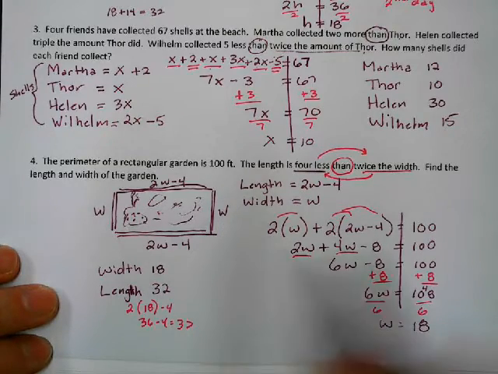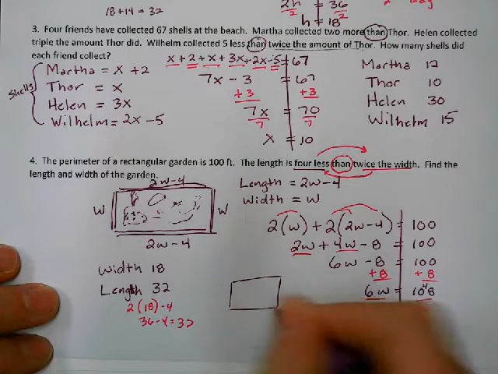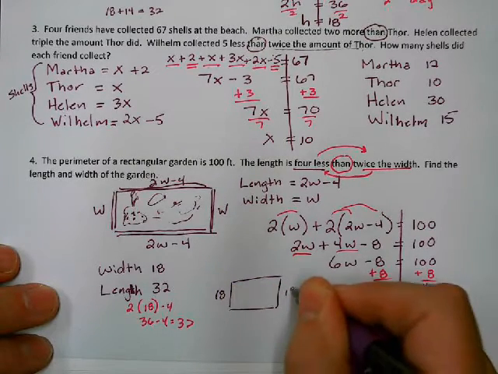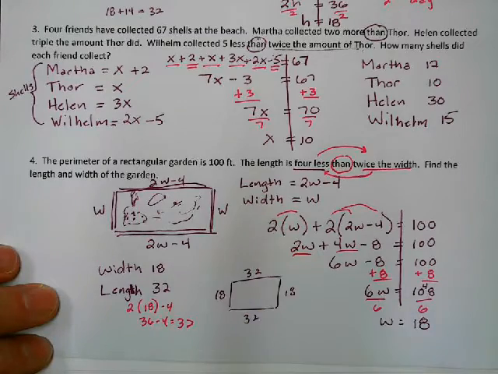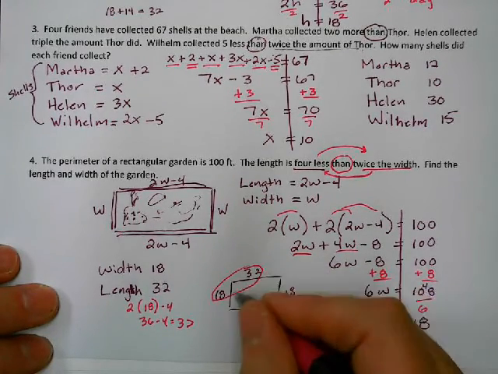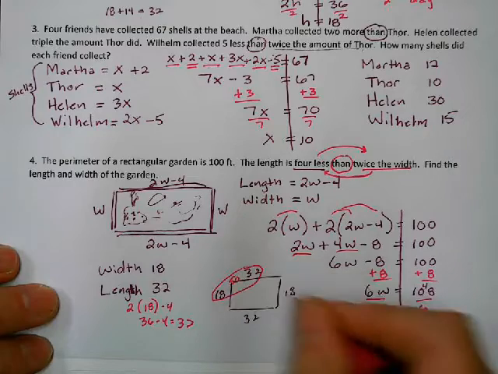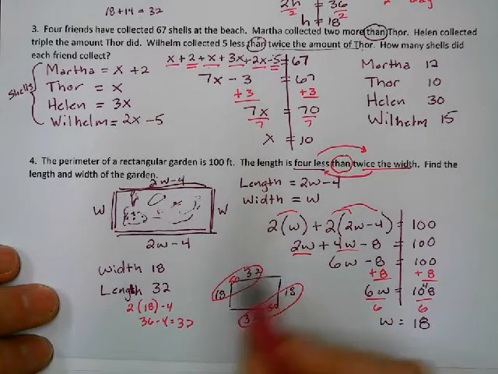So let's see. So we've got 18 here, 18 here, 32 here, 32 here. Let's see, 18 plus 32, that is 50. And then this 18 plus 32 is 50. So yeah, if I add all 4 of these together, I get 50 plus 50, which is 100. So my answer makes sense.